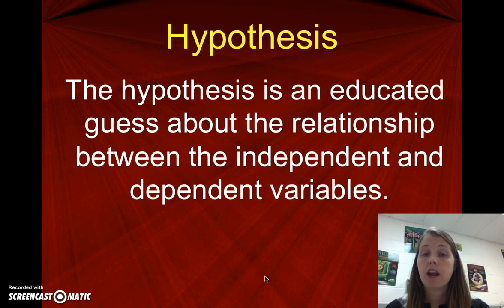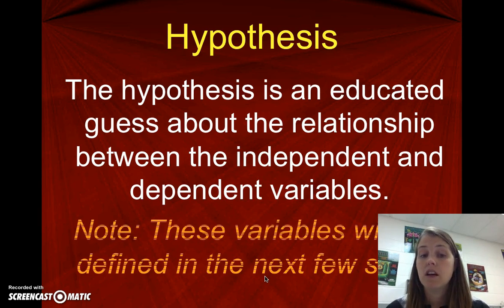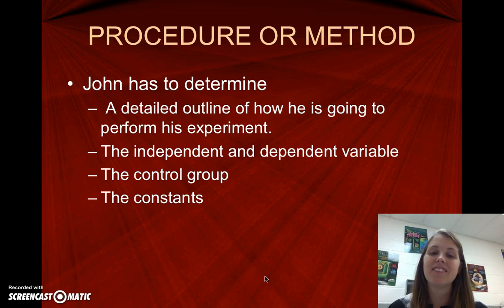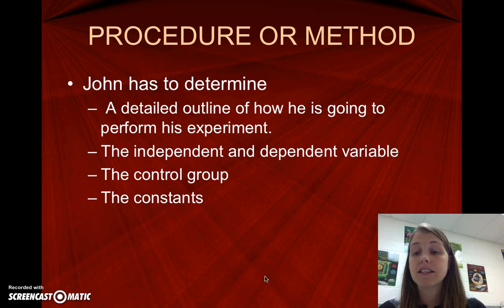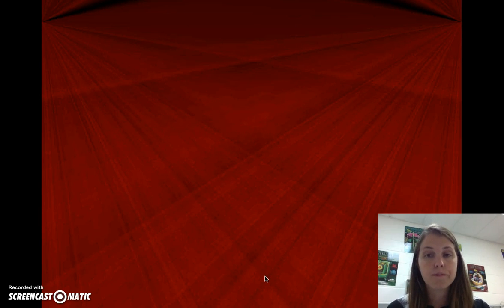So we remember that a hypothesis is an educated guess about the relationship between the independent and dependent variable, or the cause and effect. Don't worry, we're going to define these in the next slide. So, procedure or method. Now John has to determine a detailed outline for how he's going to perform his experiment. He has to identify the independent and dependent variable for his experiment, and he has to identify the control group and the constants. Also, the control group is also called the control, or controls.